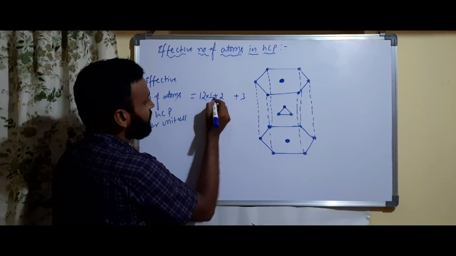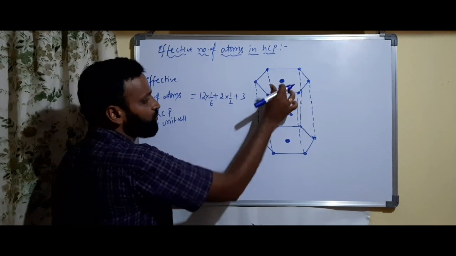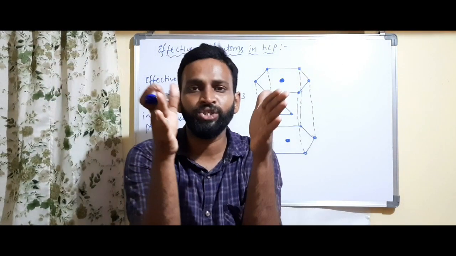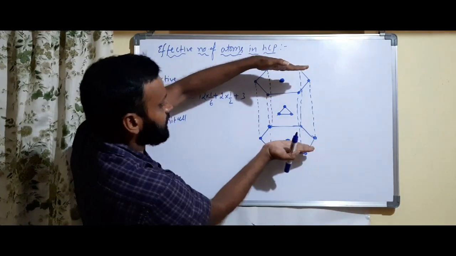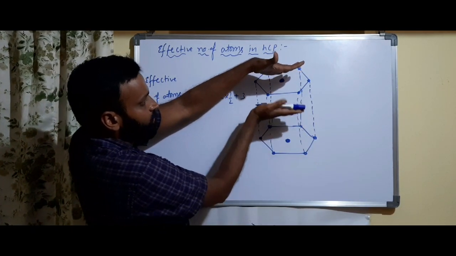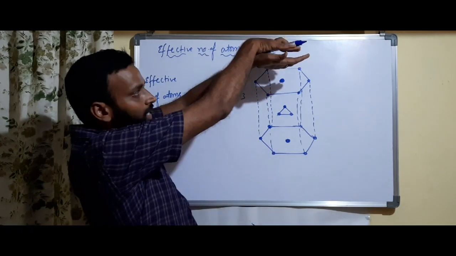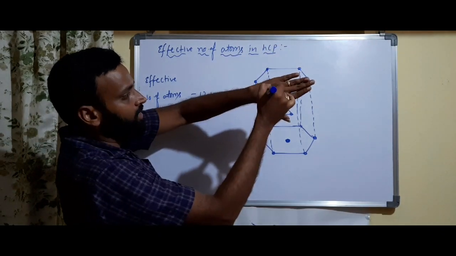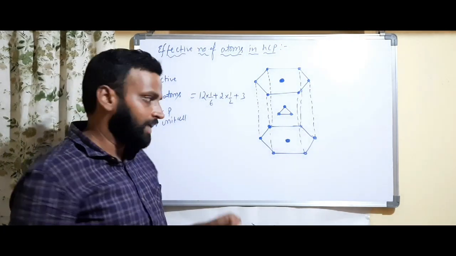So here you have to do 12 into 1 by 6, and 2 into 1 by 2, because any face center atom is shared by 2 unit cells. Here also, one hexagonal ring is like this, another hexagonal ring is like this, 2 hexagonal rings. So this is one face, and like this is another face. On this face you can have one more hexagonal ring. That means this face center atom is shared by 2 unit cells. Getting what I am saying?